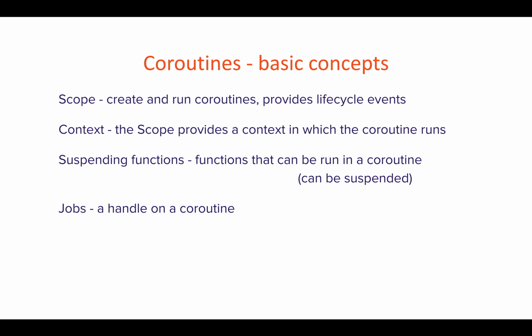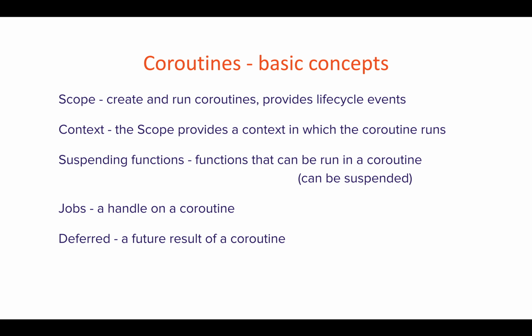Next up, we have jobs. A job is basically a handle on a coroutine, and you can use a job to access lifecycle methods of a coroutine. When you create a coroutine in a certain way, which we will see when we get to that lecture, you will create a job, and a job can be used to, let's say, cancel the coroutine if you so choose later on.